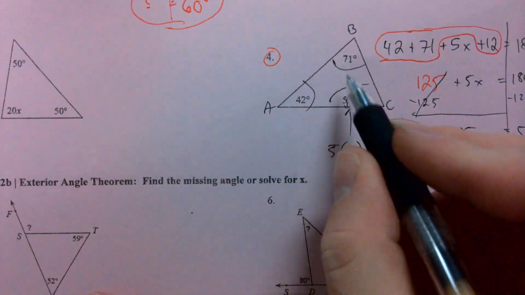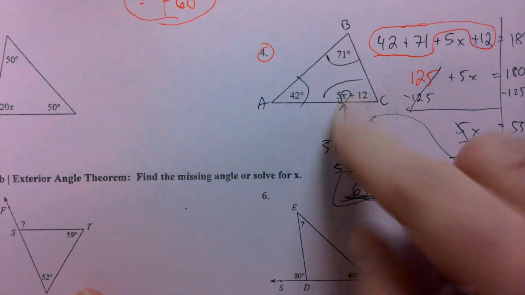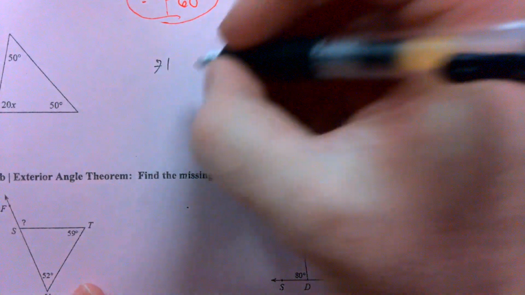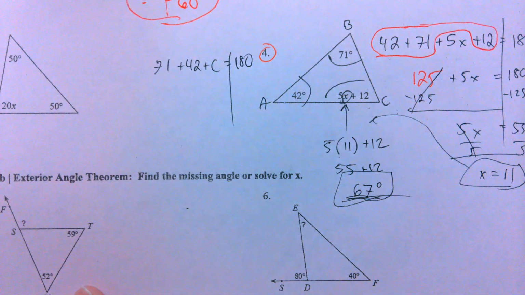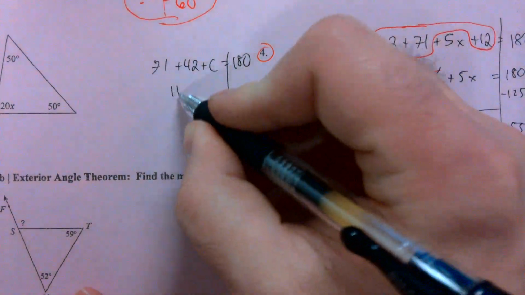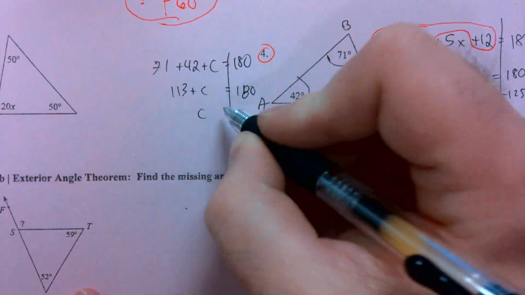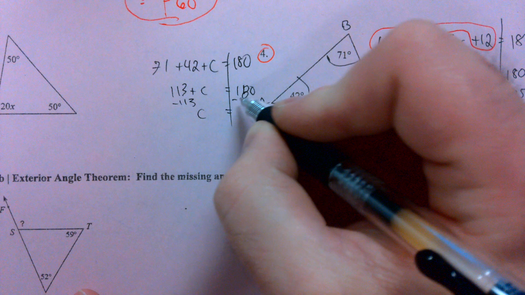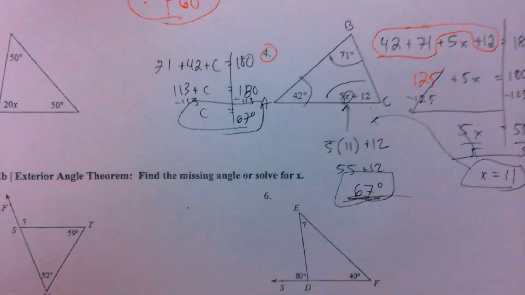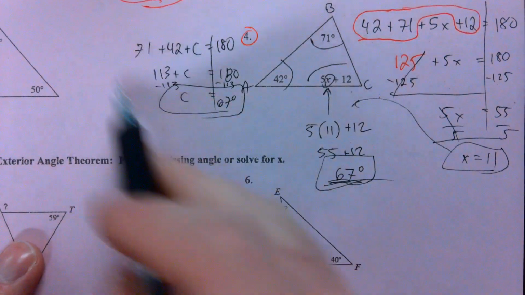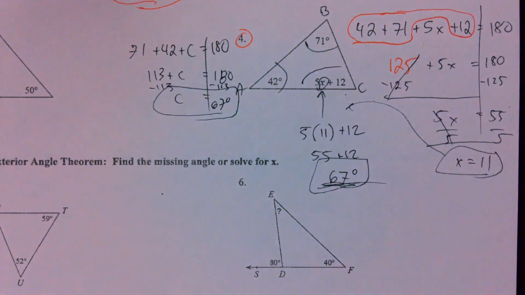Another way you could have done this is, let's just ignore this big expression here. We could also say 71 plus 42 plus c equals 180. 113 plus c equals 180. Subtract 113, and we get 67 degrees that way as well. So either way works. You can set up just a regular triangle sum theorem problem or plug the value for x back in.